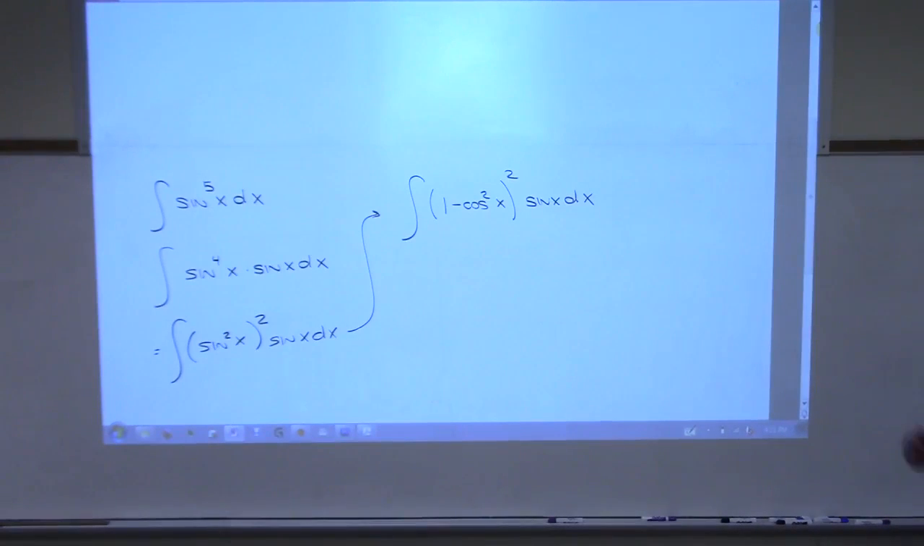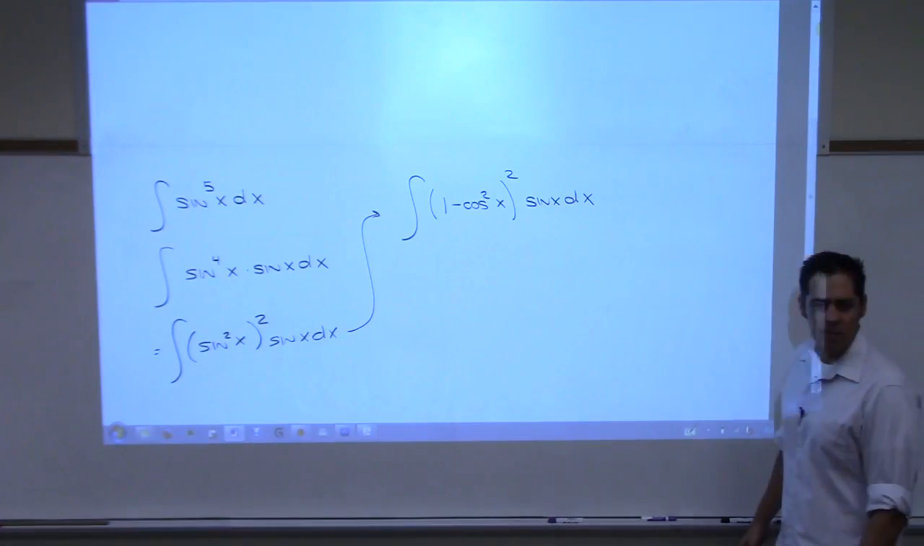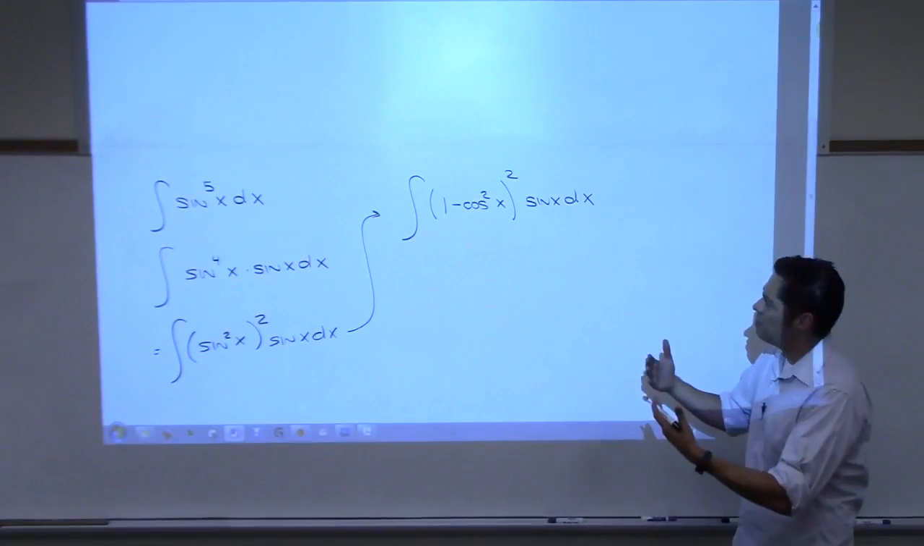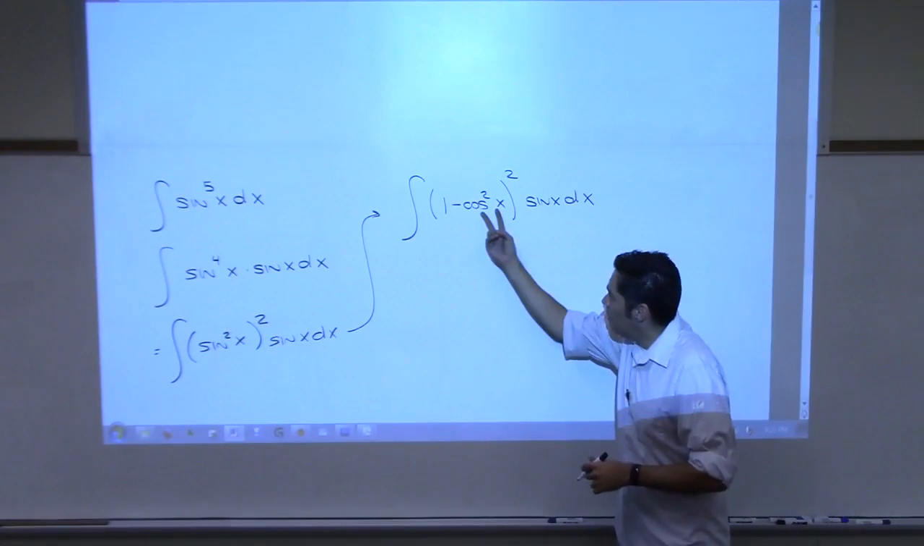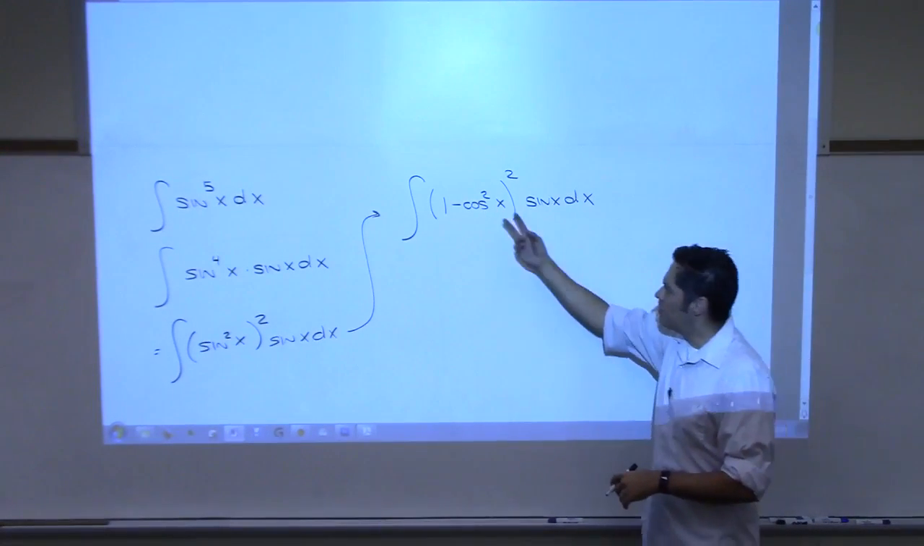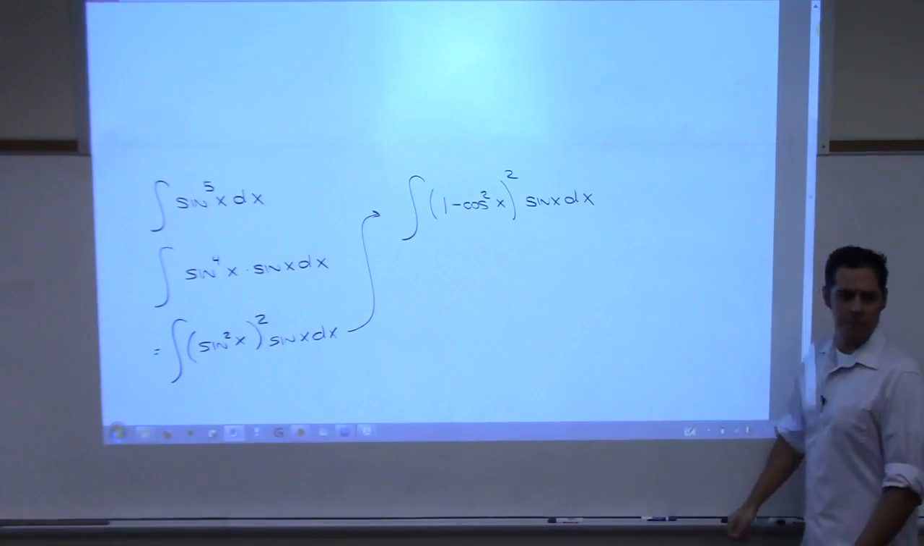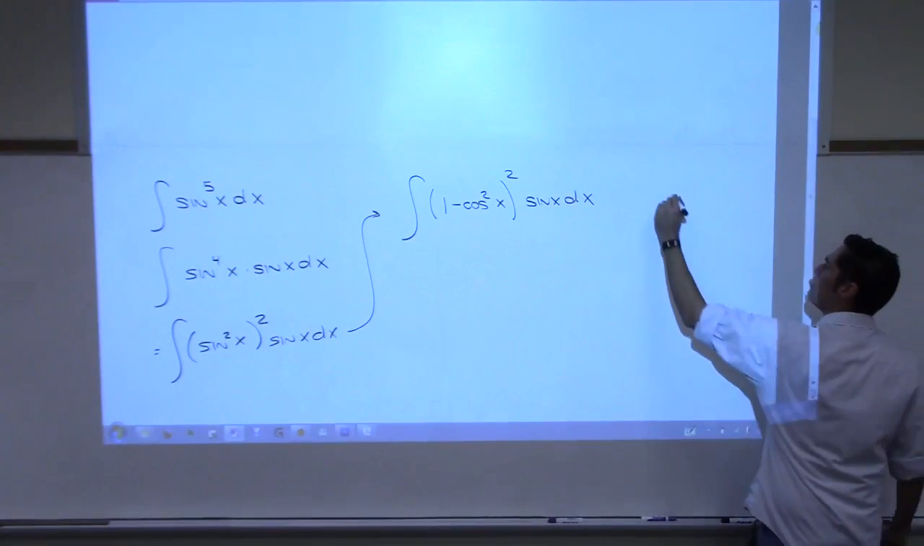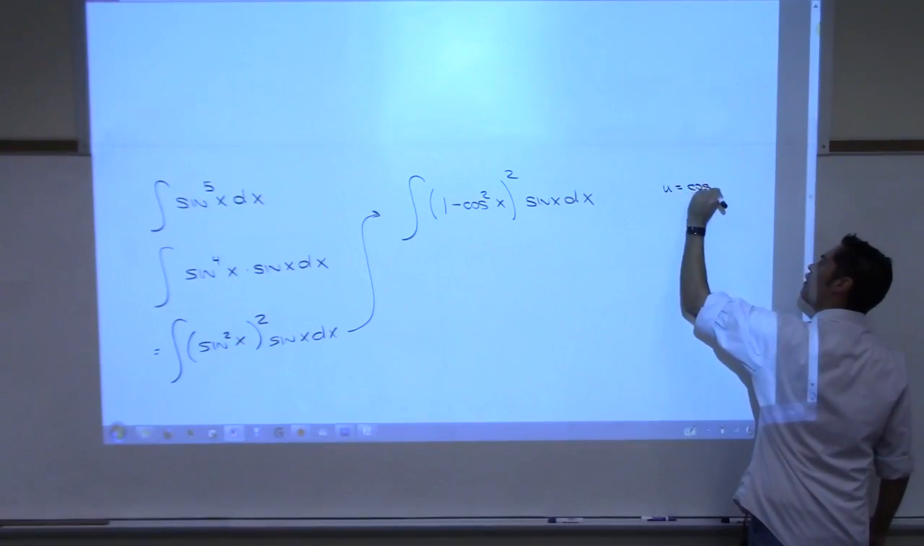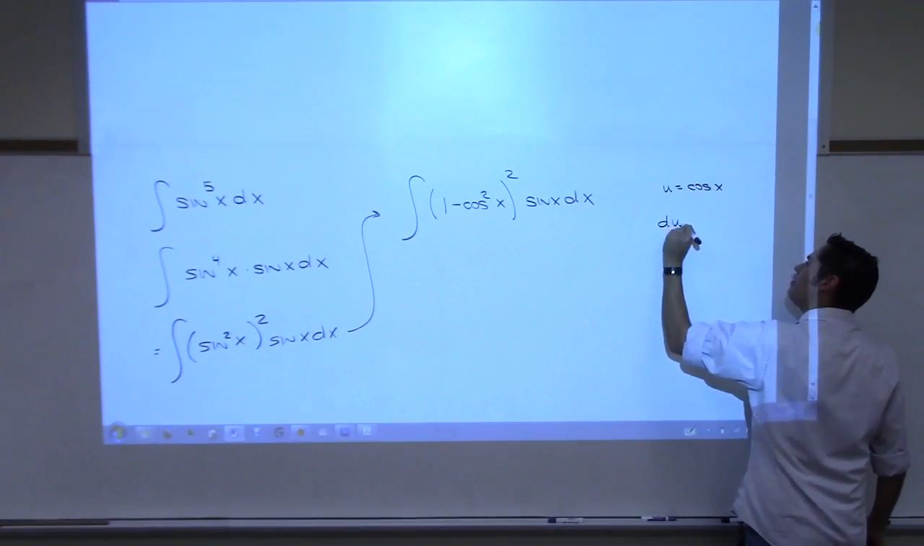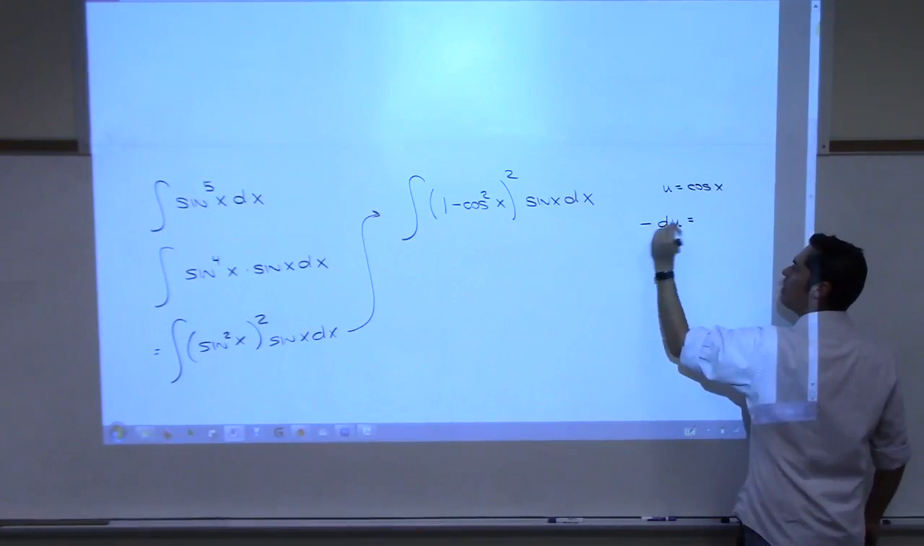And now do exactly the same thing we just did, a basic u substitution. Why am I doing a basic u substitution? Because I see something and its derivative, right? I see something and its derivative. So my u sub here is cosine x again. The derivative of that, I already know is negative sine x, but I'll take care of that negative now.